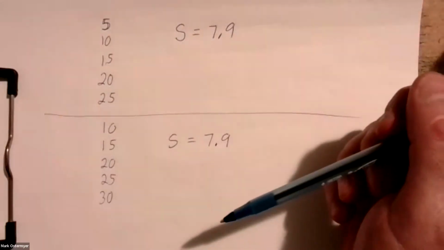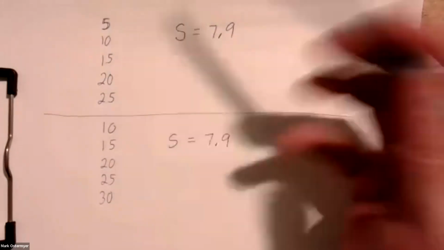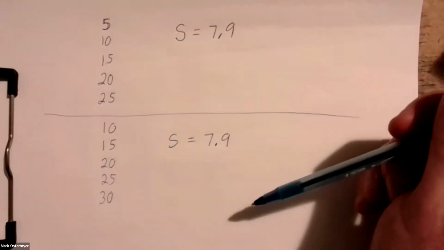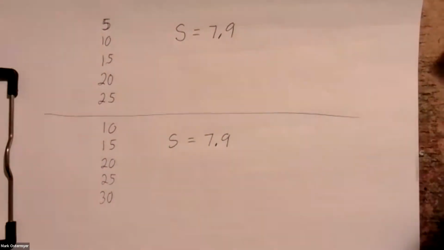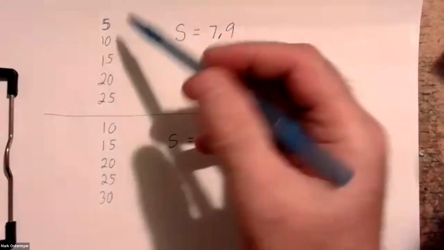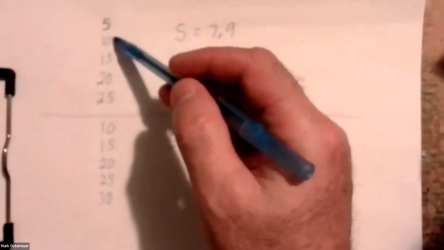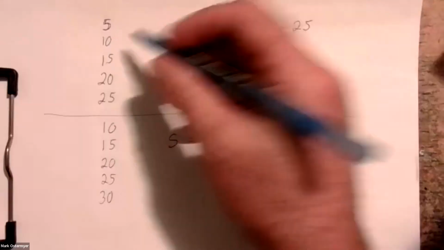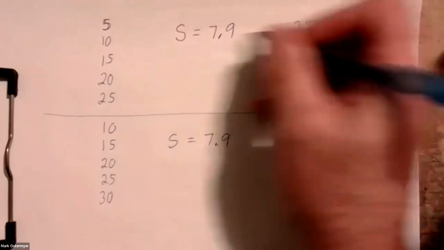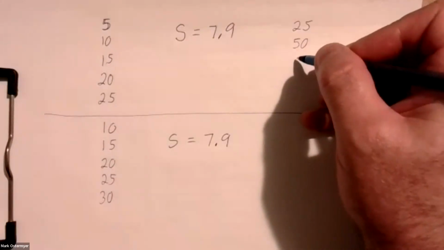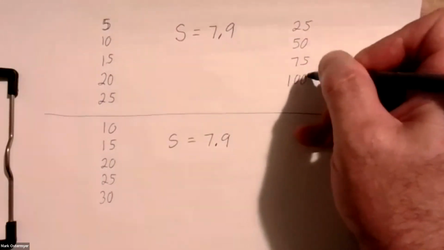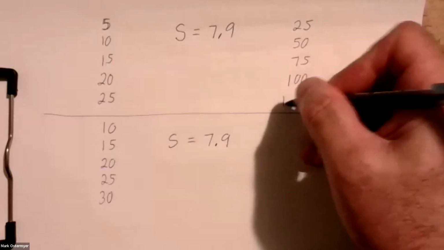Ranges are still the same. The distances between adjacent data points are still the same. So we would suspect that the standard deviation should also be the same. All right. Now, what if we take this data set and we multiply every value by 5? Let's try that. So we'll have 5 times 5 or what? 25. 5 times 10 is 50. 5 times 15 is going to be 75. 5 times 20 is 100. And 5 times 25 is 125.